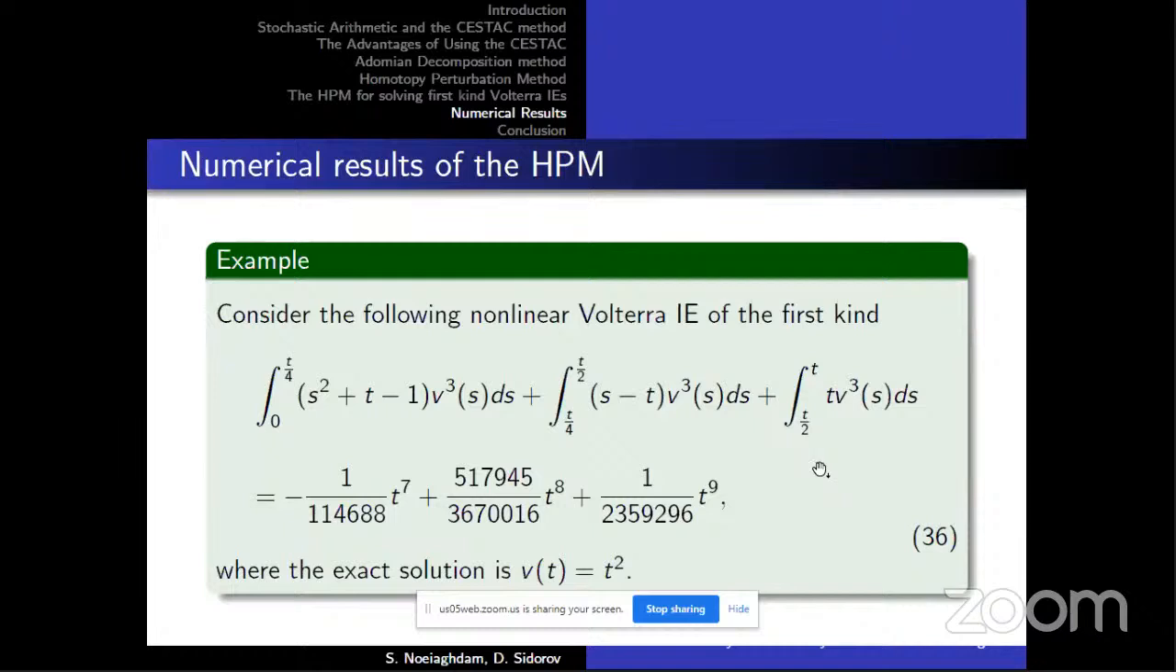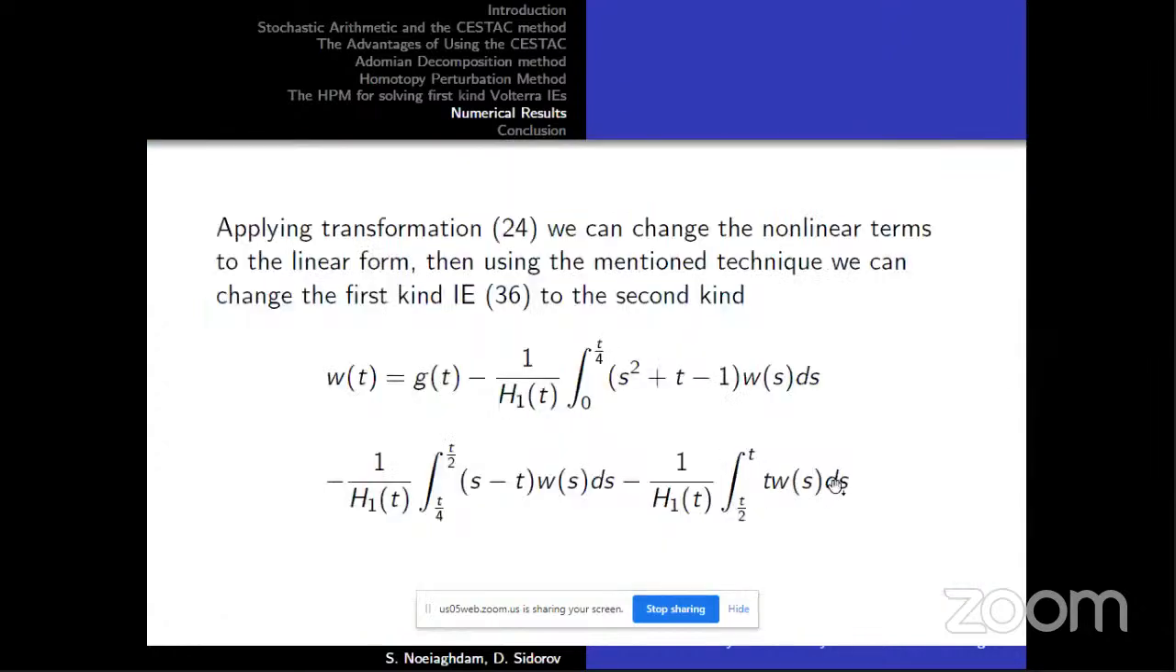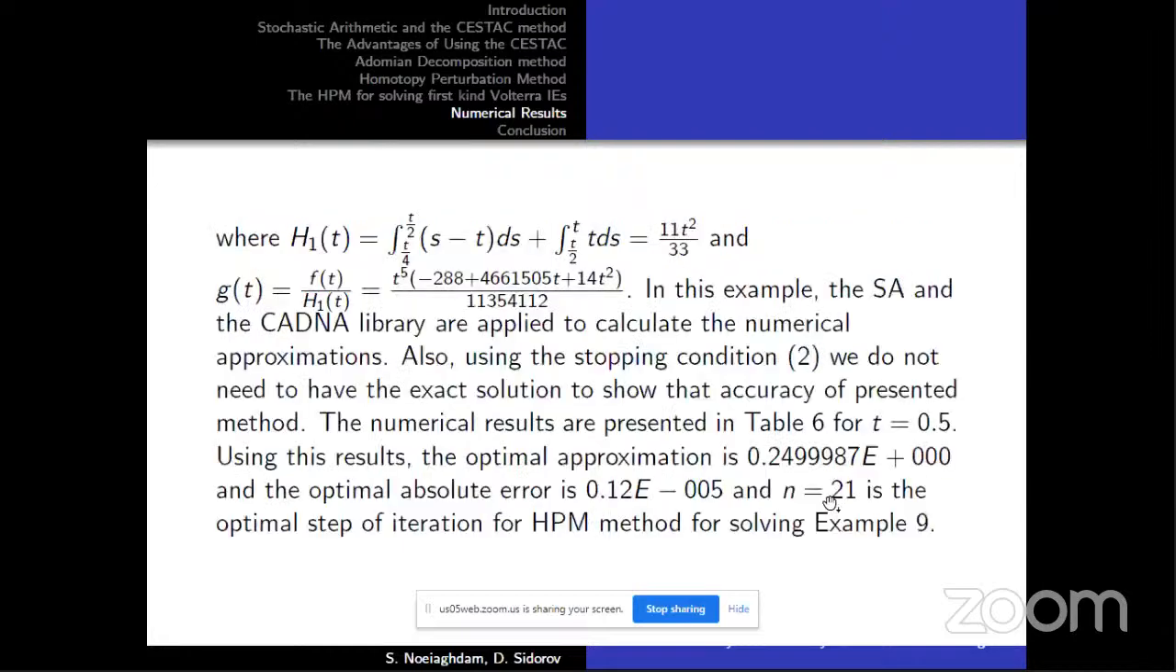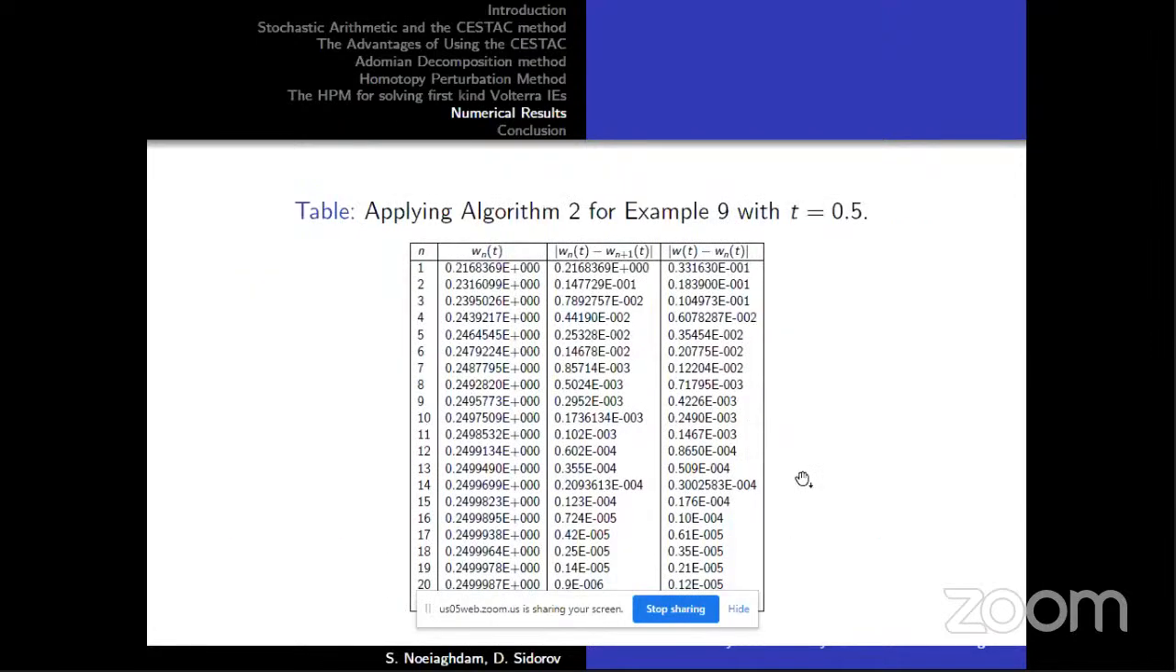For this example, we applied the homotopy perturbation method. It's a nonlinear problem, first kind. So as I described before, I changed the problem to the linear and also the second kind integral equation. And I applied the CSTEC method, but we can see that 21 iterations would be enough for us.